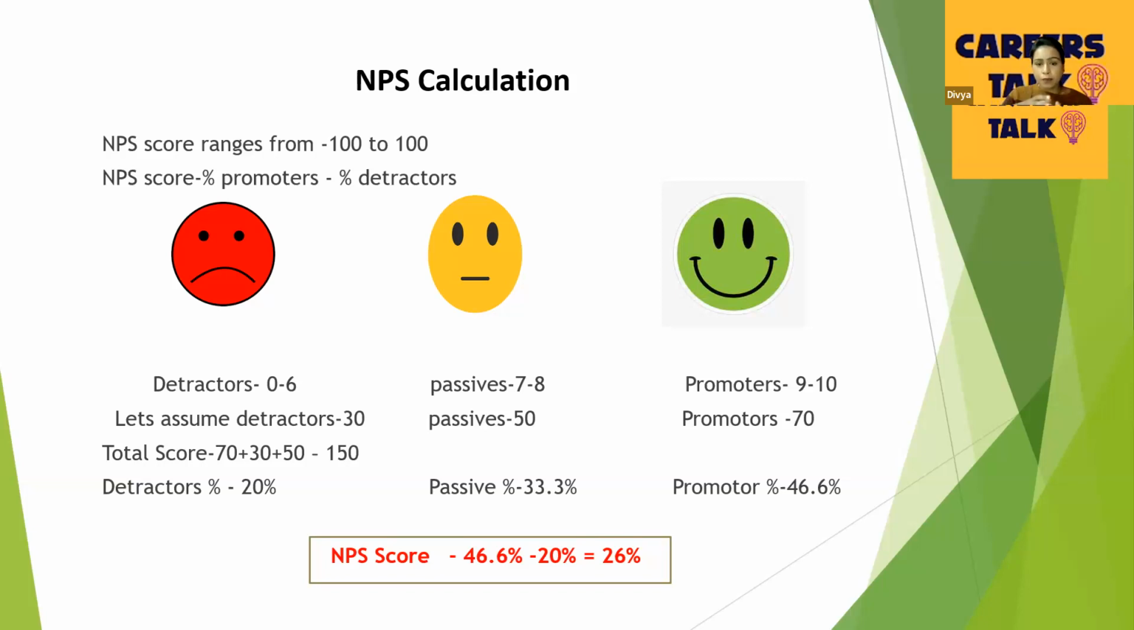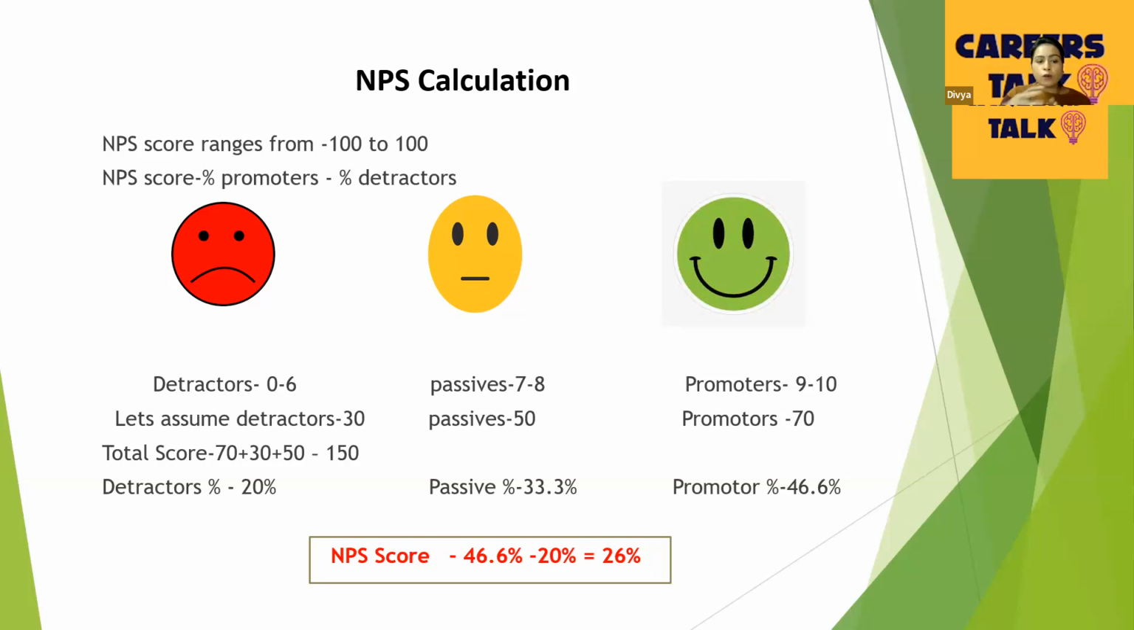Passives are the people who are neutral, and whatever the service may be, they don't much care. It's not that they refer your product or do not refer it, they're neutral. So they are 7 to 8, and the customers who have given a rating of 7 to 8, we consider them as passives. And then promoters are the people who definitely refer your product to others. So the customers who have a rating from 9 to 10 are called promoters.